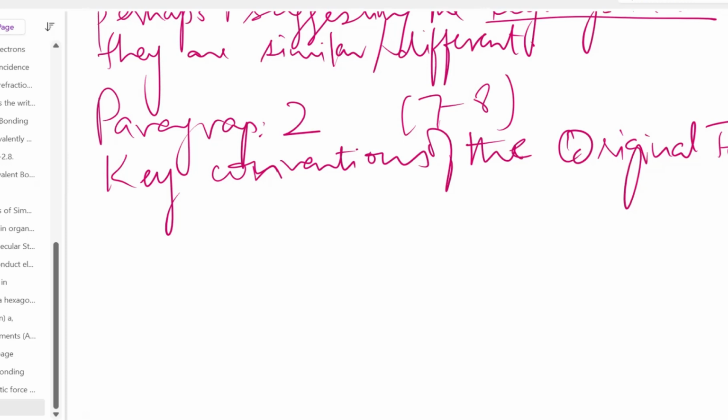The things which we have already embedded in paragraph number 1, in the introduction paragraph, try not to repeat them in paragraph number 2. But if there is a need of repetition, then please structure your sentence in a different manner. Your structure should be entirely different from the previous one. This is the smart way of giving your sentences a good structure. Key conventions of the original text done.